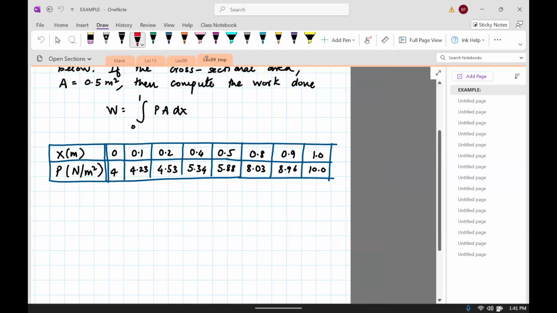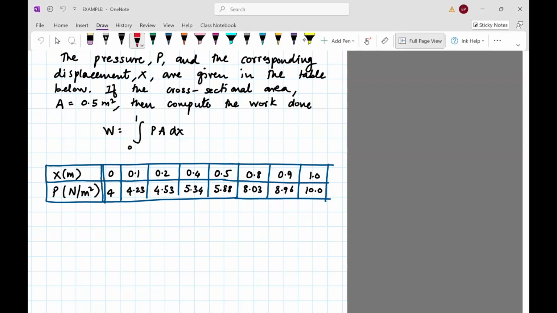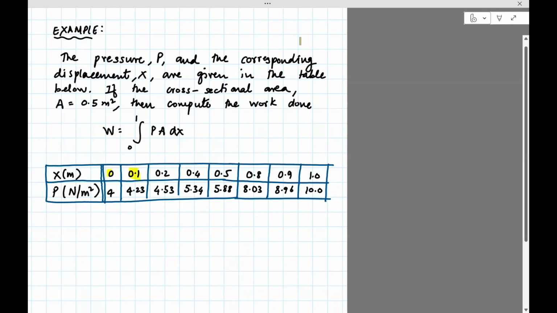Tabulated data. So here is a problem, and the best way to explain is through a problem. The pressure P and the corresponding displacement are given in the table below. If the cross-sectional area is 0.5 square, then compute the work done. This is like a calculation you might do when looking at work done in a piston cylinder system, where you have a displacement of the piston and some tabulated data. You can see here that the data at different displacements is given.